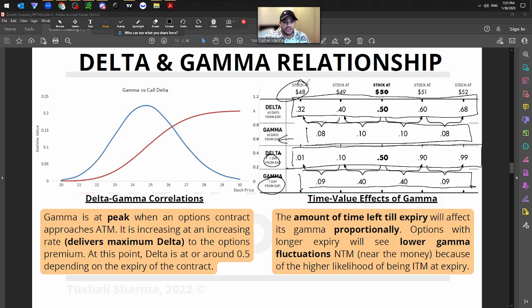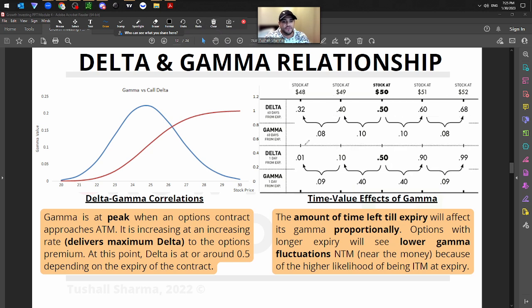So let's say 1 day from expiry, the stock price at 48 has a very unlikely chance of being in the money, so therefore it's a 1% chance. Then being $1 away is a 10% chance. Being at the money is a 50% chance. And this will gradually move as the expiry gets shorter and shorter. And being $2 in the money gives you a 99% chance of being in the money because you're already in the money.